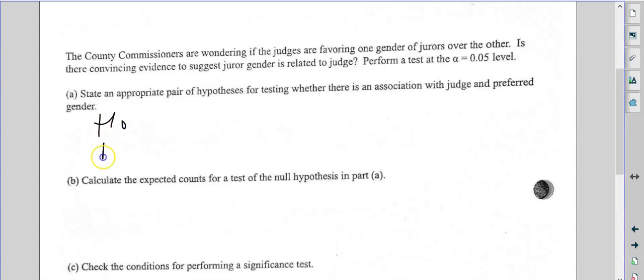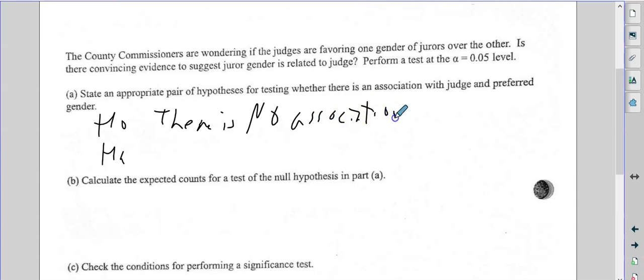So we're going to go with Ho and Ha again. And pretty much this is the same every time. Our Ho is going to be there is no association between gender and judge. And the Ha will be, yes, there is.